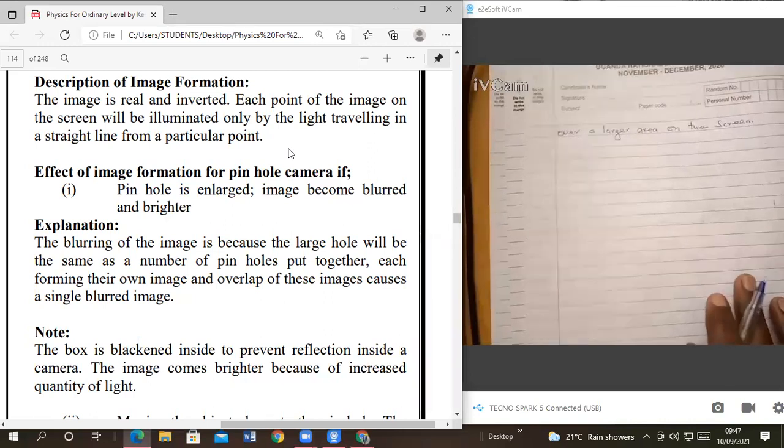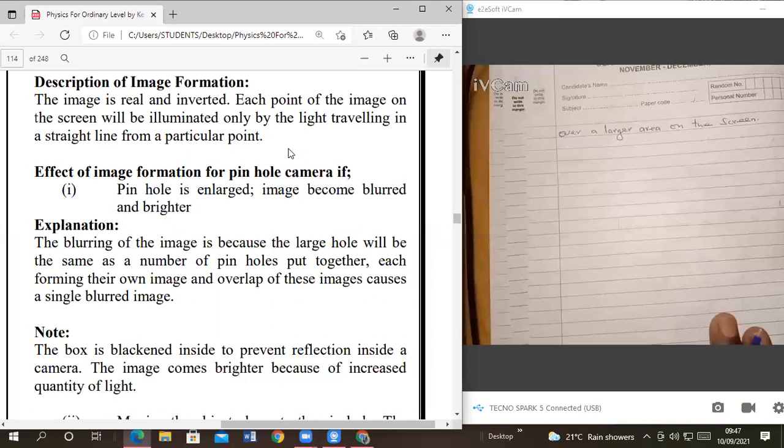Then I think for the second one you can write, not so? When the object is moved farther away from the pinhole, what will happen? Members, when the object is moved far away from the pinhole, the size of the image will be what?